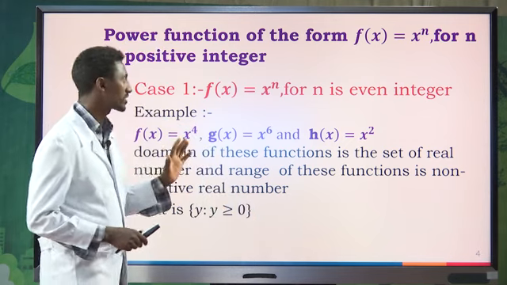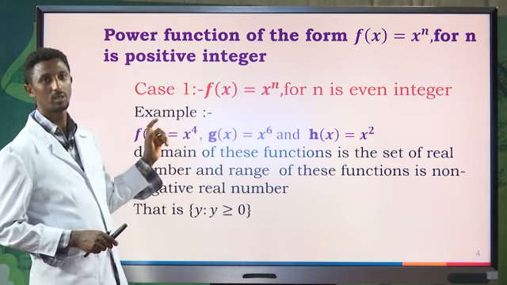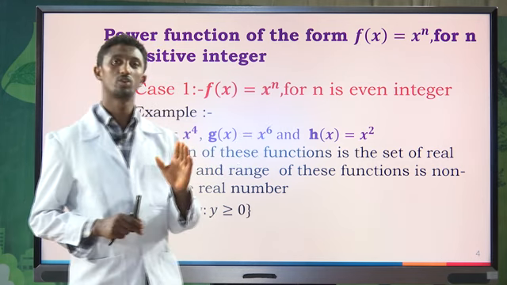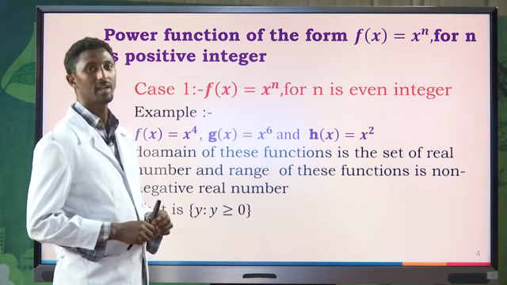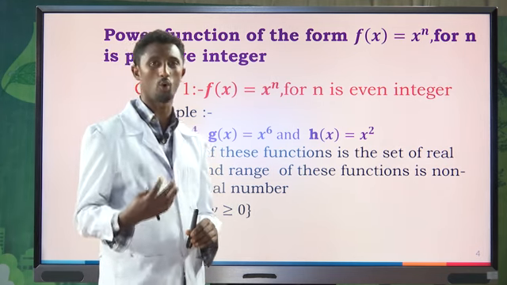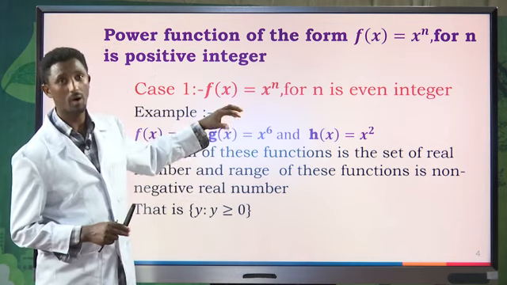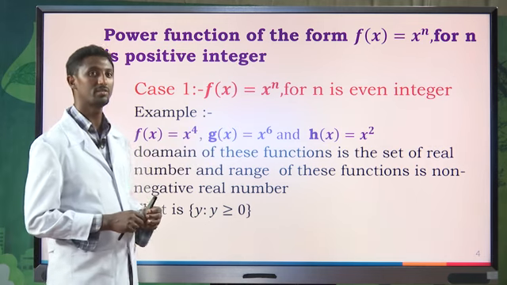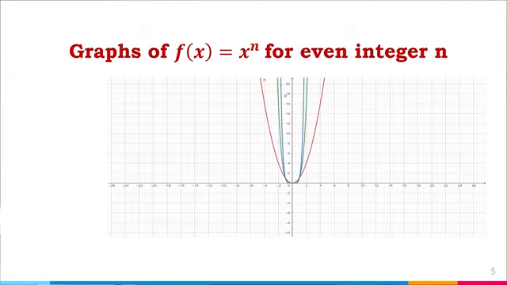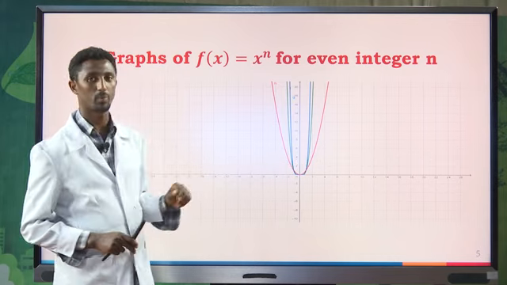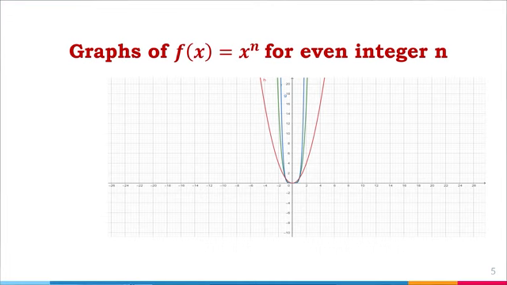So we can generalize for any power function of the form f of x equals x to the power of n, for n an even integer: the domain is the set of real numbers, and the range is the non-negative real numbers, or y greater than or equal to 0, because any number to the power of an even integer is a non-negative real number. And the graph of f of x equals x to the power of n for even integers looks like this.